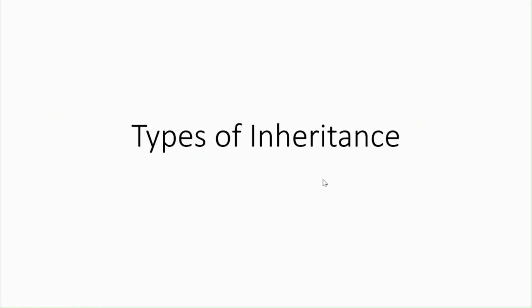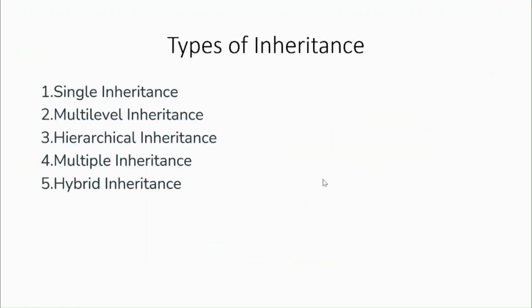Hello everyone. In this video, we will learn about the types of inheritance in Java. We have already learned about inheritance. Inheritance is about acquiring the properties of one class into another class. Okay. So now we will see the types of inheritance. There are five types of inheritance in Java: single inheritance, multi-level inheritance, hierarchical, multiple, and hybrid inheritance.